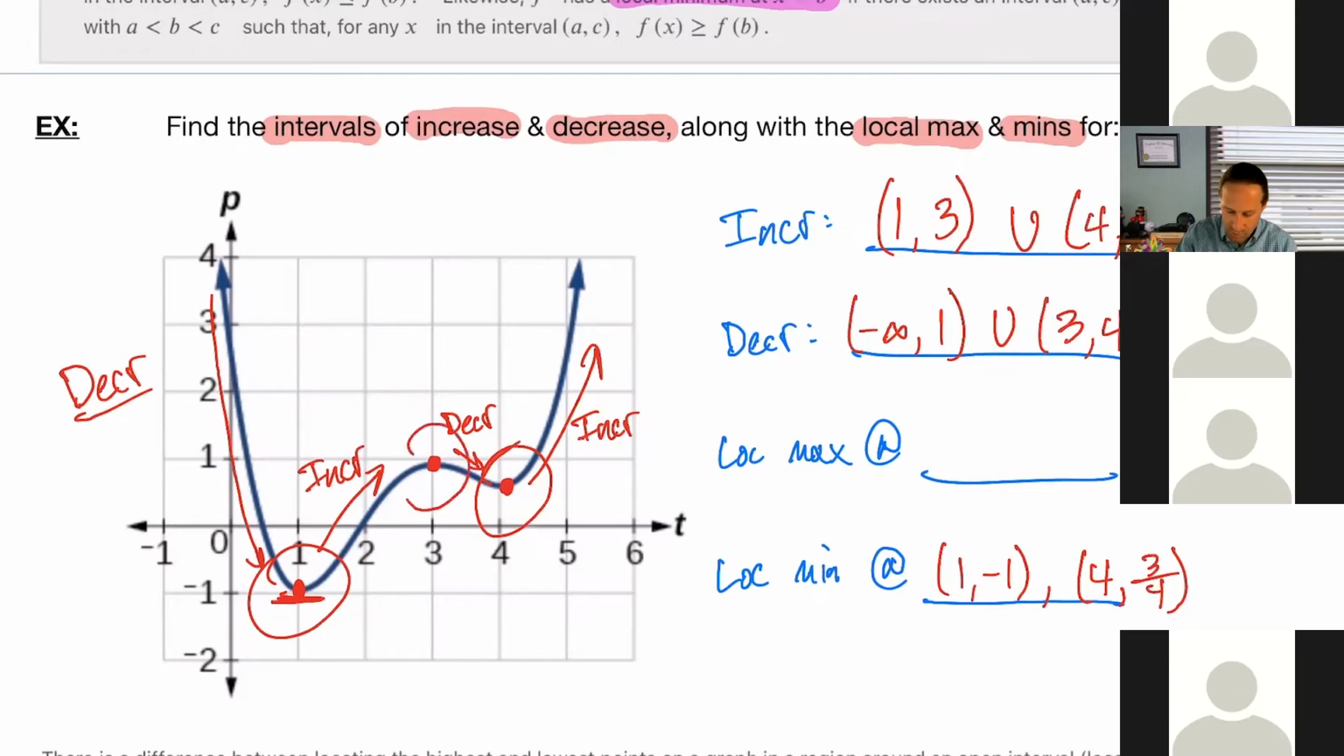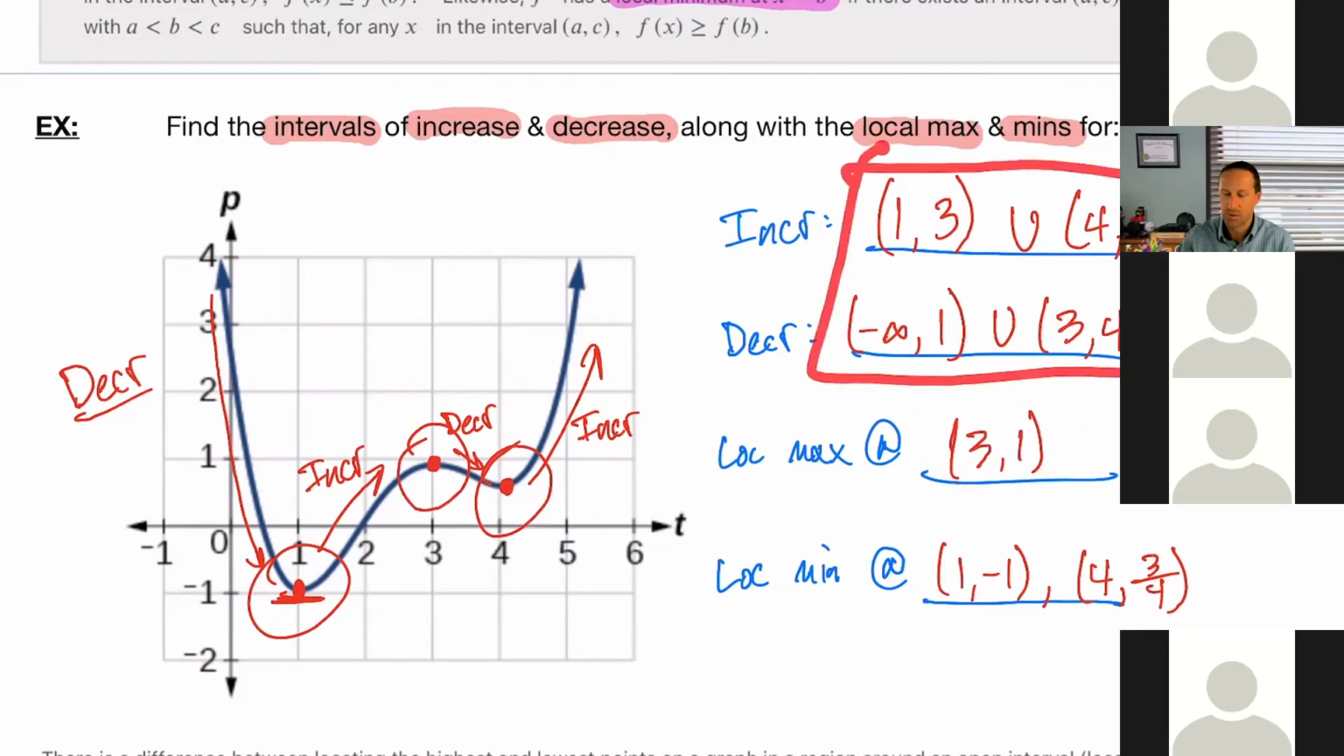But then there's also locally a highest point. And that's at 3 comma 1. Now, one thing I want to make sure that you understand, these are points, ordered pairs, coordinates. These are intervals. Although they look the same, don't they? Just be careful. Make sure you answer what they ask in the form that they ask.